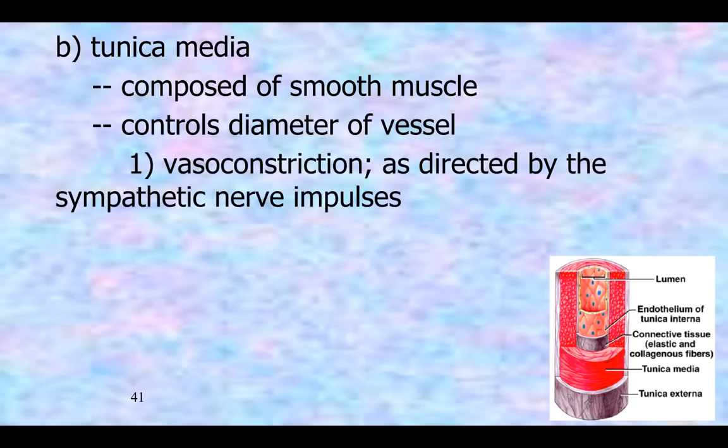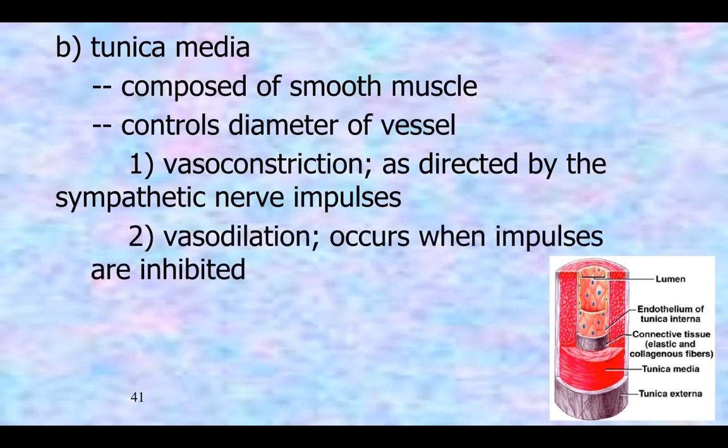So we can constrict this muscle or make it tighten up. We talked about actin and myosin, and that's directly from sympathetic nerve impulses. Or we can dilate that and thin it out, and that makes the lumen larger, and that occurs when those impulses are inhibited, and that's going to directly relate to the pressure inside of there. So if we want to increase the blood pressure, we're going to want to constrict the smooth muscle and make the lumen smaller. If we want to decrease the blood pressure, we're going to vasodilate and we're going to increase the lumen.